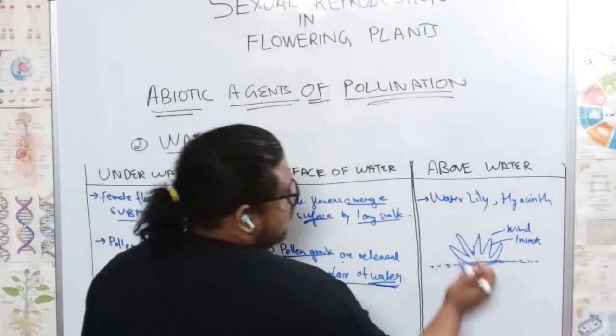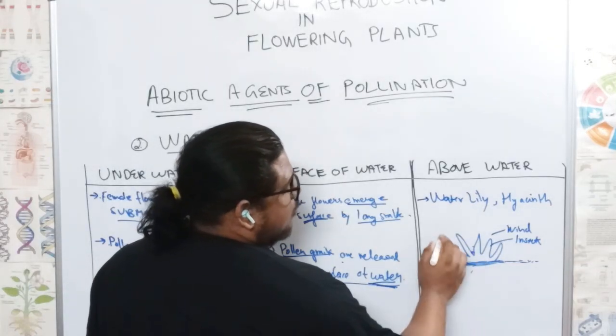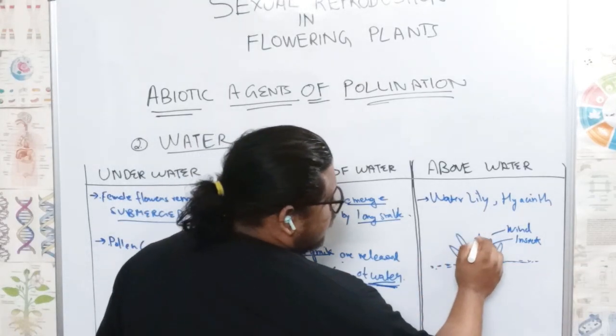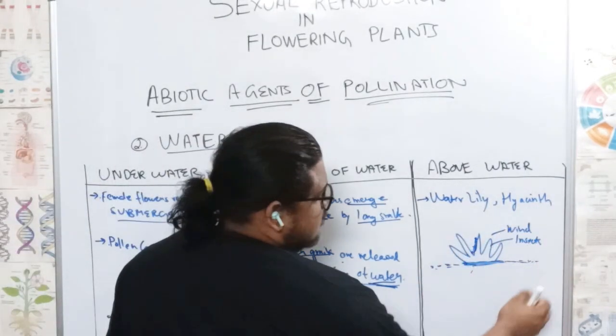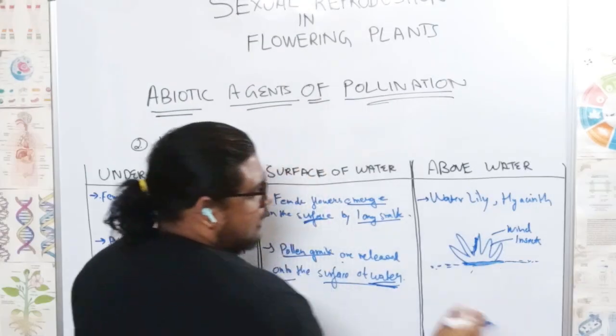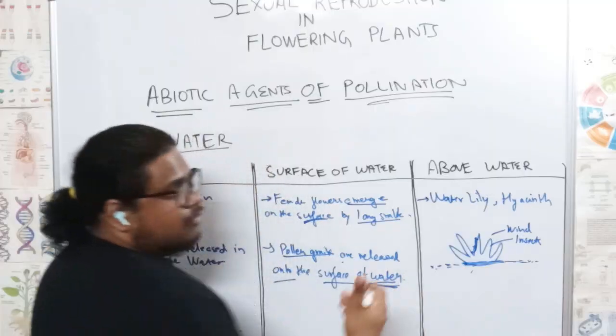Wind pollination can happen, for instance, when pollen grains land here on the stigma of the flower and then pollination takes place. Or else certain insects, different types of insects, can come and carry the pollen from one flower to another.